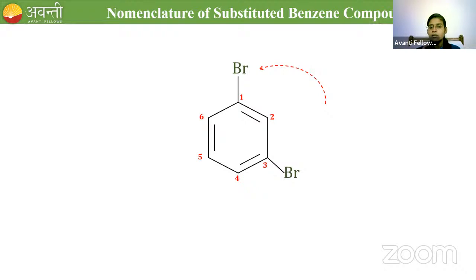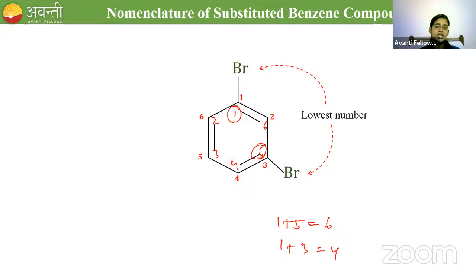The lowest number has to be given for the substituent attached carbon. That's why we are numbering this in a clockwise manner. If you go anti-clockwise, what will you get? If I start with 1 here, 1, 2, 3, 4, 5, 6, I will get 1 and 5. So 1 plus 5 is 6, but 1 plus 3 is 4. So you should get the lowest possible number. That is what the locant rule says, so we are following that rule and numbering the compound in a clockwise manner.